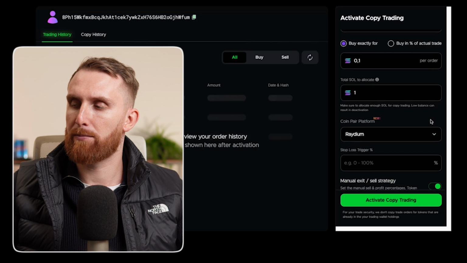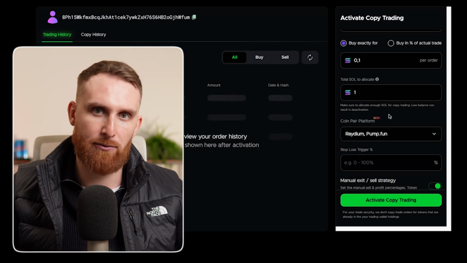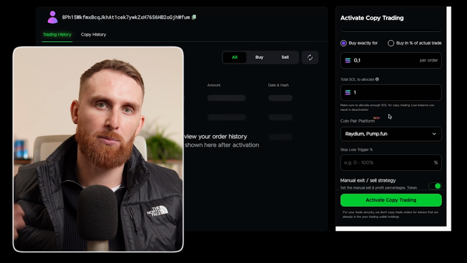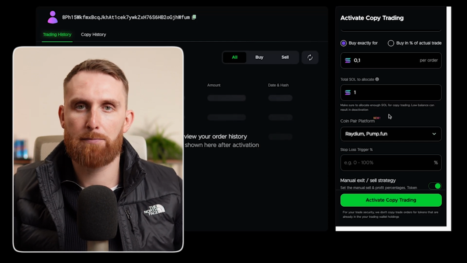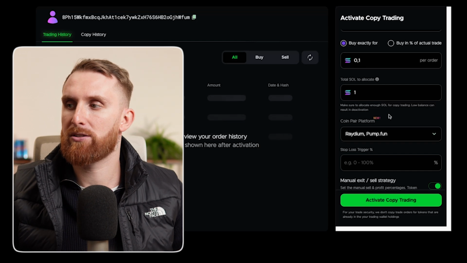Next up, coin pair platforms. You have to select pump.fun because lots of these insiders have really good inside information about pump.fun tokens. And also if you invest in pump.fun, you have opportunity of 50 or maybe even 100x returns on your investment.